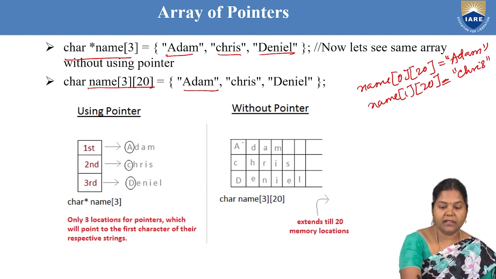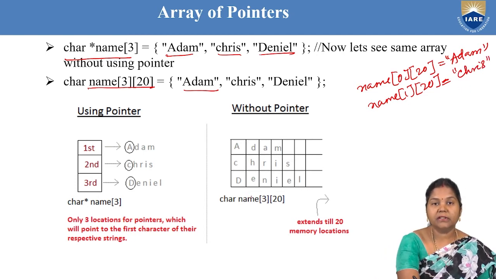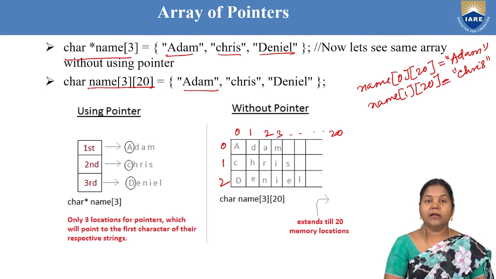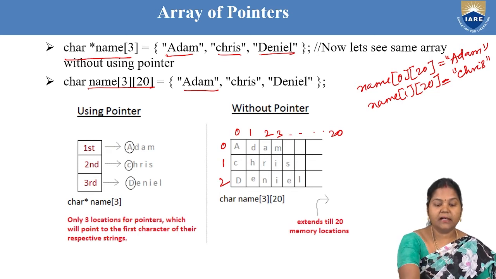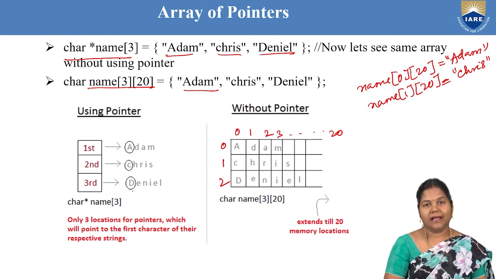So you can see here, if you represent it using a matrix, then there is the 0th row, first row, second row, and 0th column, first, second, third, going up to 20. So this is without using the pointer concept. With the pointer concept, there are three different strings, and the addresses of those strings are available in this array.